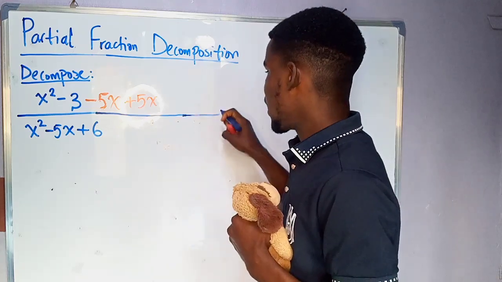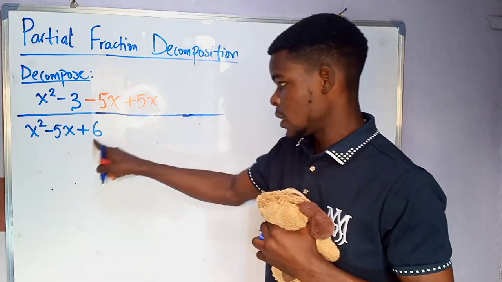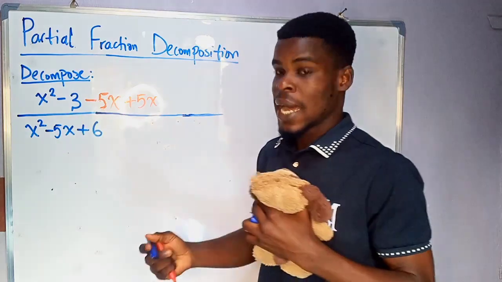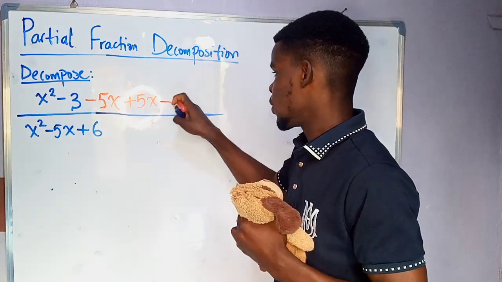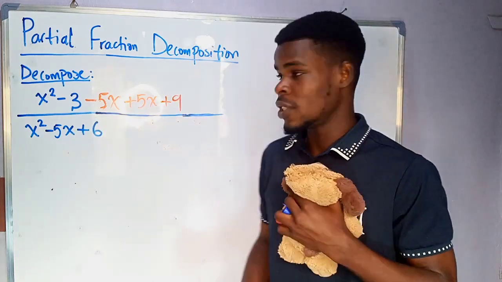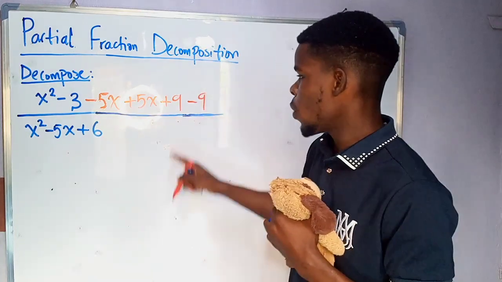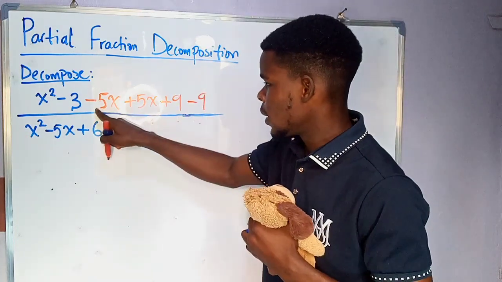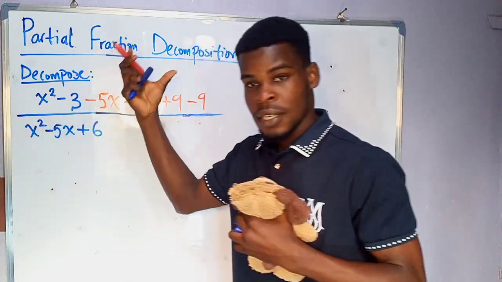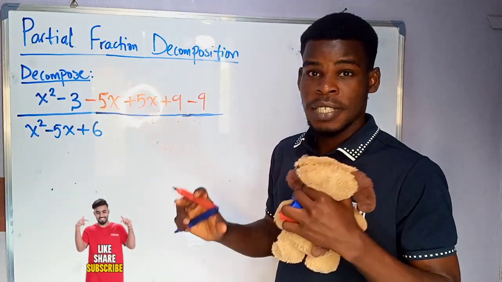Okay, that's very nice. And also, you notice that we have plus 6 in the denominator, but here we are only having negative 3. That is, we need to add 9 to balance it. If you add 9 to the numerator, you have negative 3 plus 9, which gives us positive 6, which is what we have in the denominator. But we've just added 9, so we need to subtract that 9. So in the end, what we have is 9 minus 9, 0. Negative 5x plus 5x is also 0. So 0 added to a thing doesn't change that thing, right? So we've just added 0 to the numerator, and the fraction stays the same.